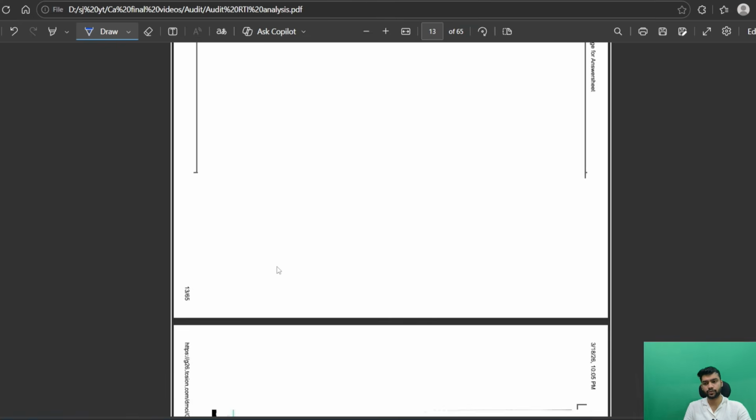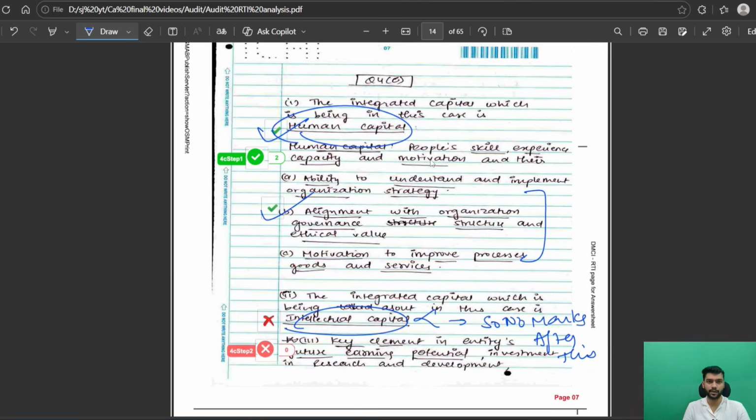So many of you students who are facing difficulty in clearing audit, the only solution for it is that you have to mug up the answer. You have to mug up the keywords. Now coming to question number 4C. The entire thing does not matter. For integrity capital, the keyword is human capital. That gives me 1 mark. So these 2 points included 1 mark. So I got 2 marks.